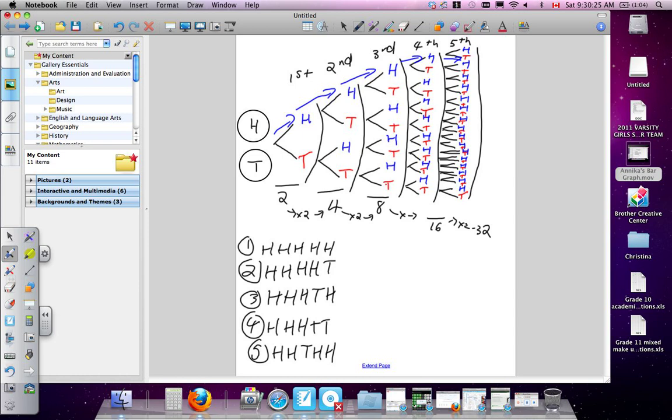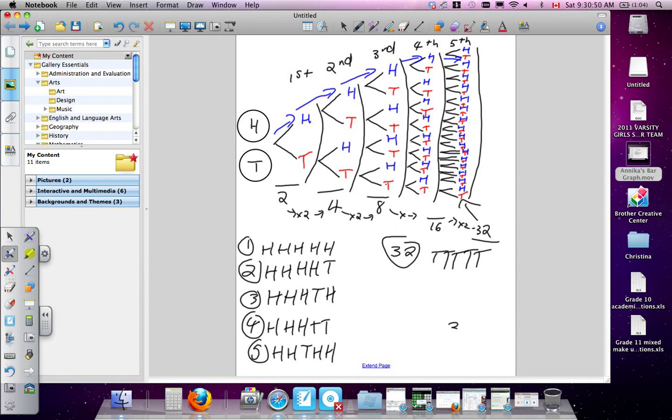So I'm going to ask you a question. What's the probability of getting all tails? Of getting 5 tails in a row. That would have been our 32nd option. We were going tails, tails, tails, tails, tails. First of all, how many options are there? 32 in this one. So that means our denominator is going to be 32.